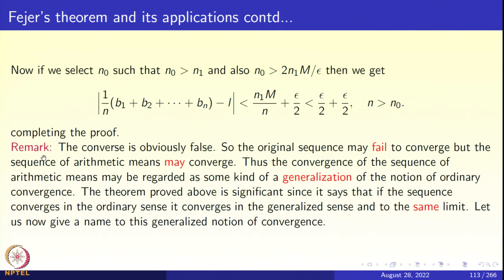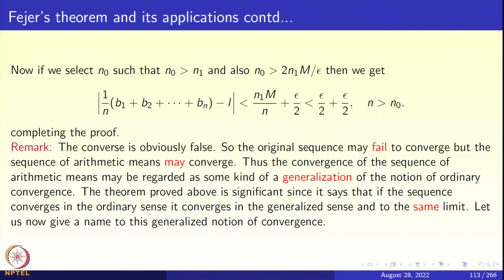Now, the converse is obviously false. The original sequence may fail to converge, but the sequence of arithmetic means may jolly well converge. For example, take the sequence to be 1, 0, 1, 0, 1, 0, 1, 0 alternately. The sequence doesn't converge, but take the arithmetic means. Suppose I take the arithmetic mean of, say, the first n terms. So 1 plus 0 plus 1 plus 0 plus 1 plus 0, n terms, divided by n. What am I going to get? I'm going to get a limit of half. So the averages still converge, the original sequence doesn't converge.